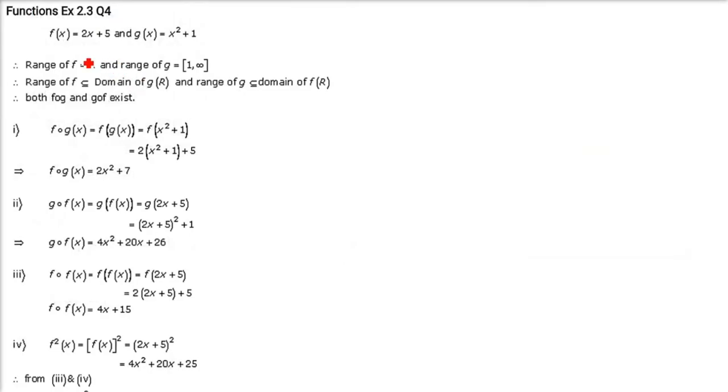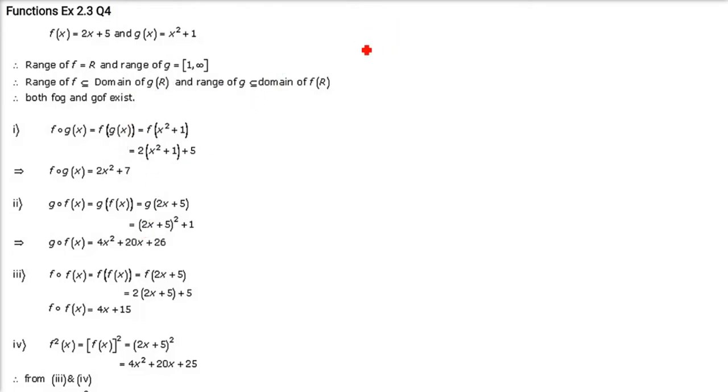Question number 4. f(x) is 2x plus 5, g(x) is x square plus 1, be two real functions, then describe each of the following functions. So we have fog, gof, fof, f square. So let us see that one by one.